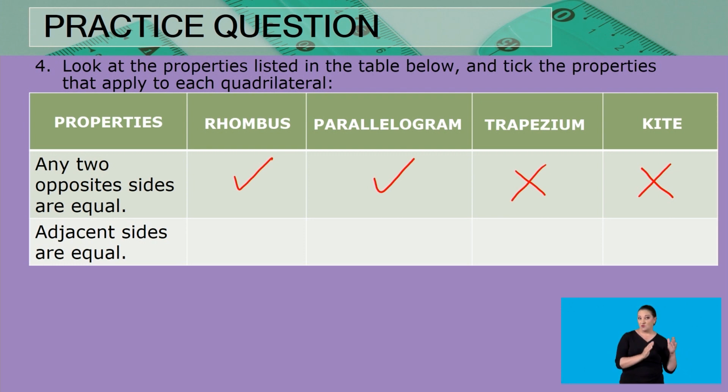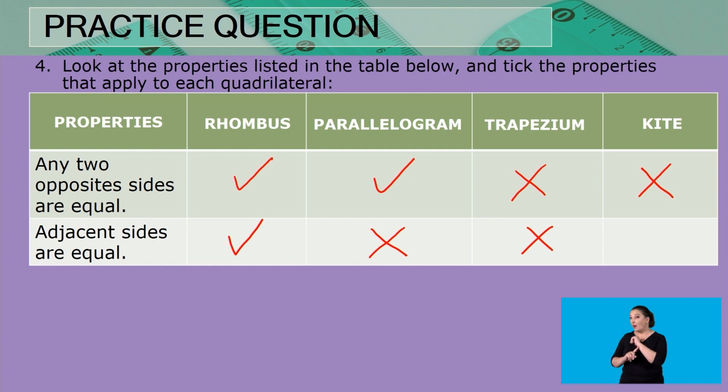Now, does a rhombus have adjacent sides that are equal? Yes, a rhombus does have its adjacent sides equal. What about a parallelogram? Does a parallelogram have adjacent sides that are equal? No, a parallelogram does not have adjacent sides that are equal. Let's think of a trapezium. Does it have adjacent sides that are equal? The answer there would be a no. A trapezium does not have adjacent sides that are equal.